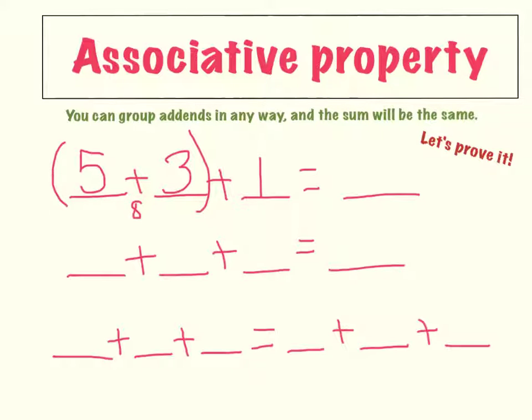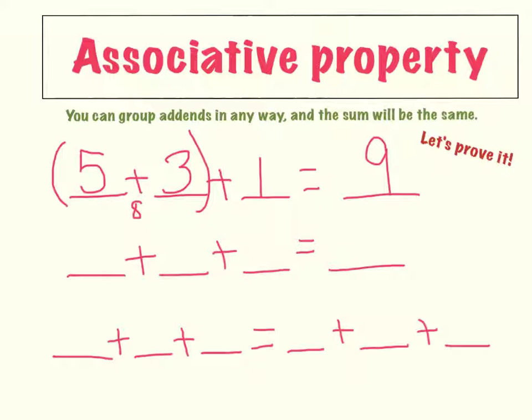Okay, now I'm going to use 8 and then add one more. 8 plus 1, oh, I know the answer to that one. That is 9. 8 plus 1 is 9.